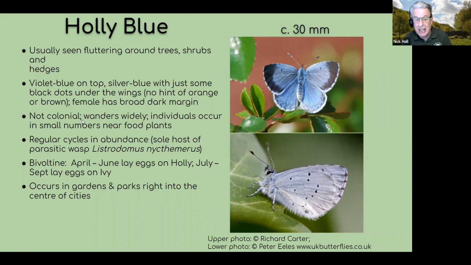Some people I notice get nearly 20. That means there is quite a concentration of food plants somewhere nearby. So first and foremost, if it's near a shrub, it's most likely a Holly Blue. That's your golden rule.